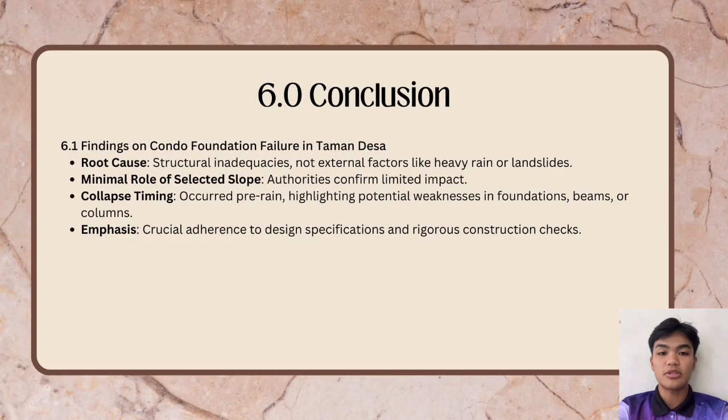We have come to our conclusion, and here are the findings that we found on the condo foundation failure in Taman Desa. Firstly, root cause. This is due to structural inadequacies, although there were no external factors such as heavy rains or landslides. Next, minimal role of the slope. The authorities confirm limited impact. Thirdly, collapse timing. It occurred pre-rain, highlighting potential weakness in foundations, beams or columns. Lastly, emphasis. It is crucial to adhere to design specifications and rigorous construction checks.